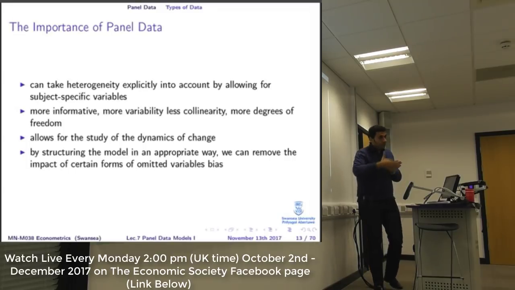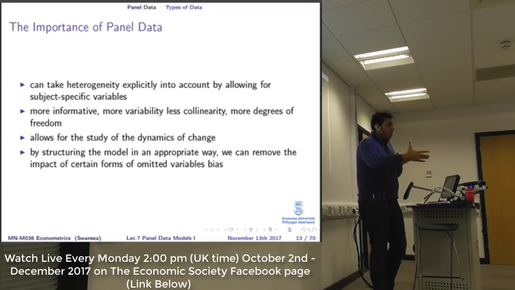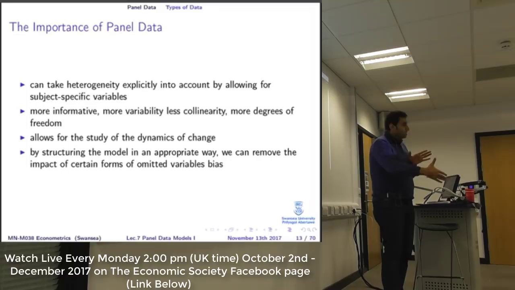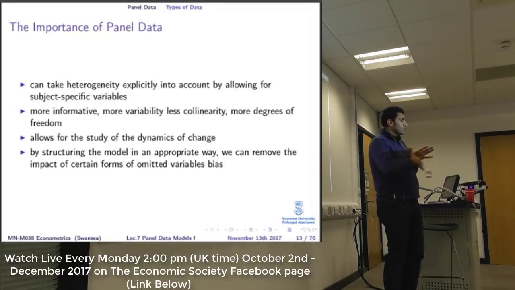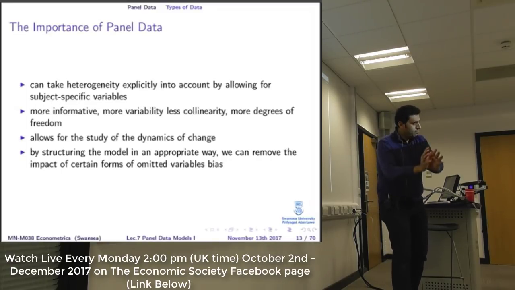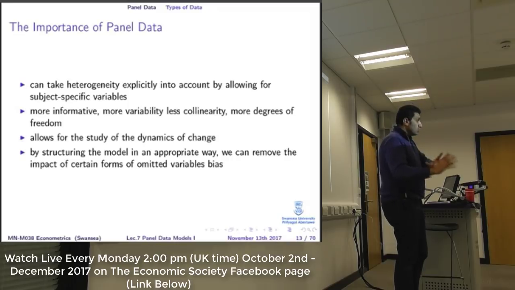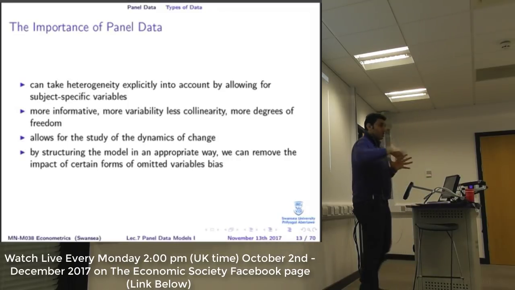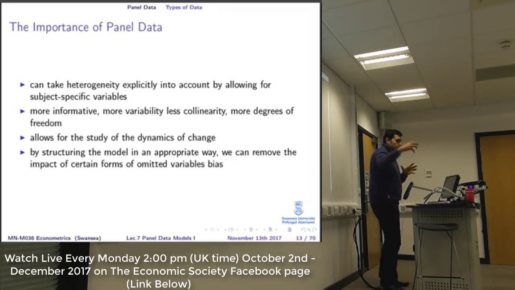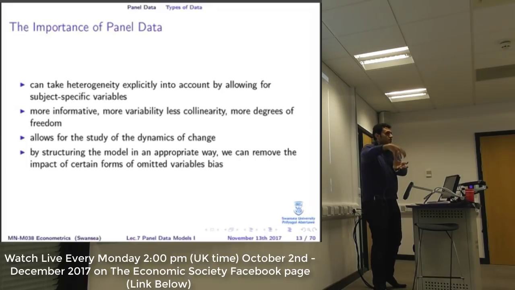The problem comes if you drop a variable, or if there's a variable that you can't collect data for, or can't measure, or can't observe, so that impact always goes into the error term. Okay, so this will cause omitted variable bias, because this sort of effect is in the error term.